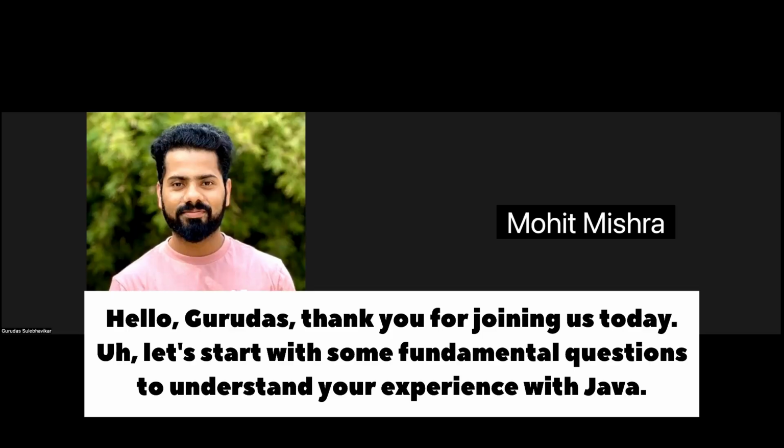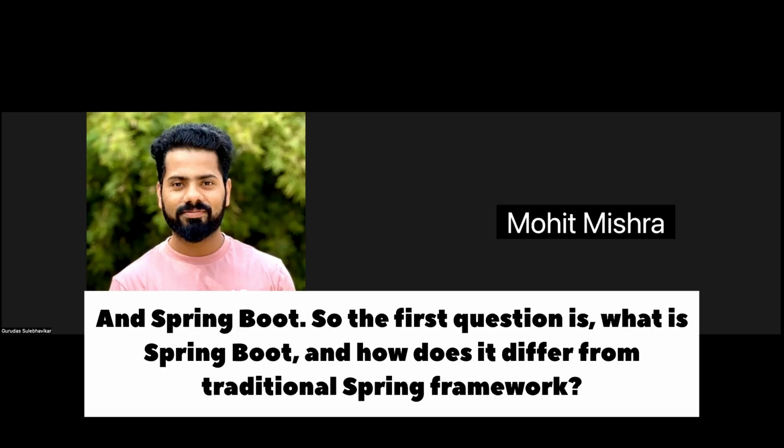Let's start with some fundamental questions to understand your experience with Java and Spring Boot. So the first question is, what is Spring Boot and how does it differ from the traditional Spring framework?